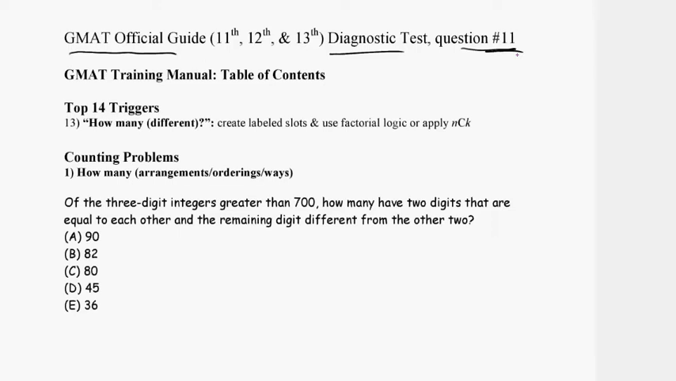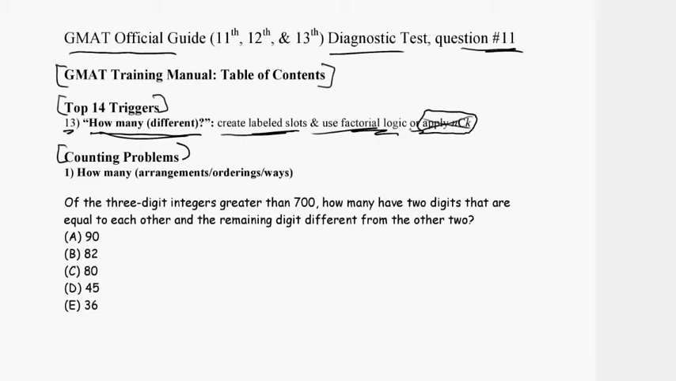And once again, for those of you curious about what kind of stuff I have in my UQR training class, in my GMAT training manual's table of contents, under the top 14 triggers, number 13 is where they ask this question: how many different arrangements, how many different orderings? This is a counting problem, and we're going to create labeled slots and use factorial logic, or apply n choose k. We're not going to do that in this particular question.